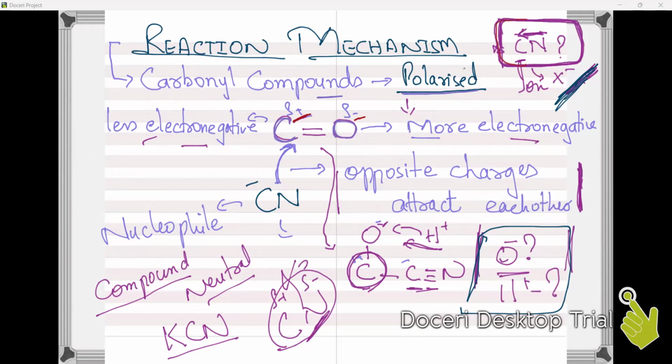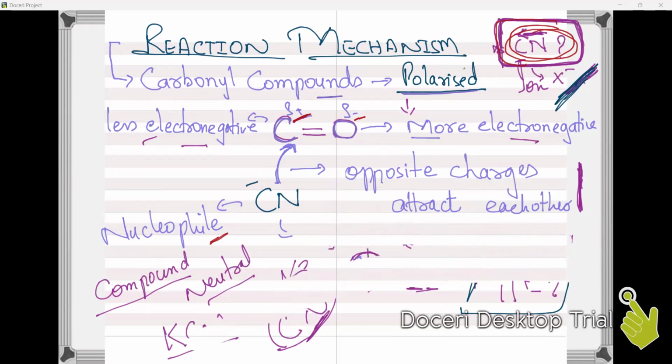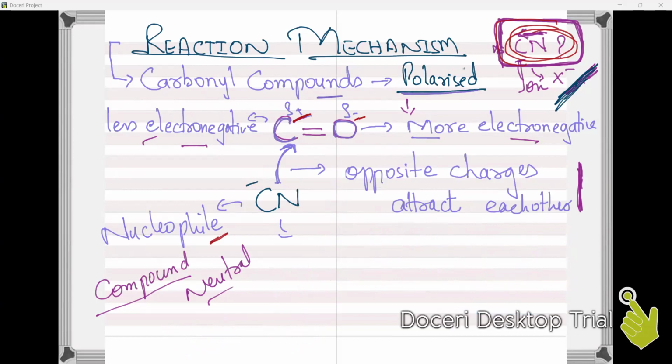Now the cyanide ion that is coming here is a nucleophile. Nucleophile means it has a negative charge. This negative charge will be attracted by the positive carbon, and hence the cyanide will be attached to the carbon of the carbonyl compound. This is the explanation. I repeat, carbonyl compounds are polarized. Polarized means partial positive. Why is it partial positive?